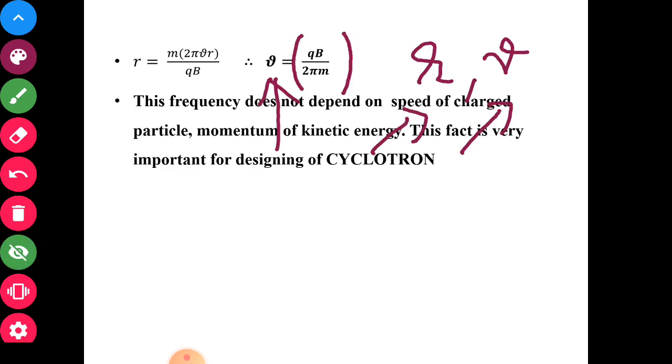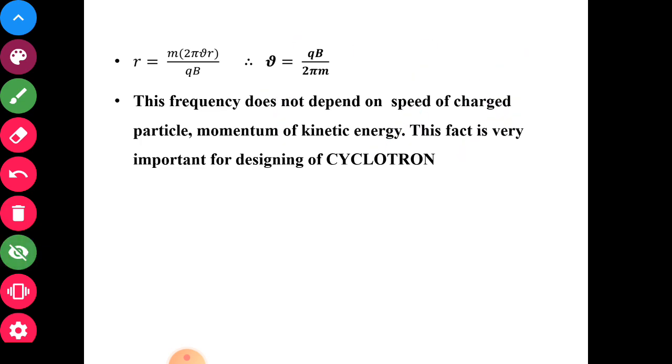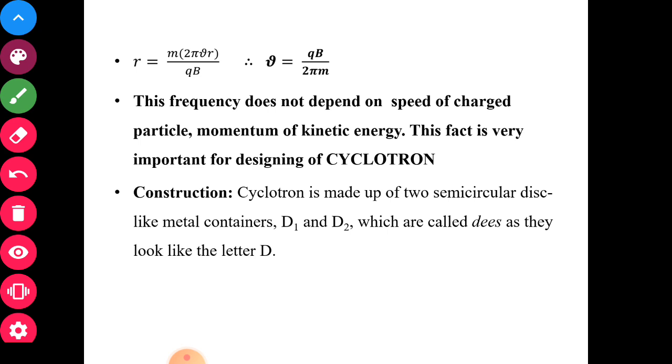Momentum and kinetic energy: there is no term which contains mass into velocity, so it is also independent of momentum as well as kinetic energy. This fact is very important for the designing of the cyclotron. The cyclotron is designed on this fact that the frequency is independent of momentum, the speed of the charged particle, and kinetic energy. Okay, so we move further.